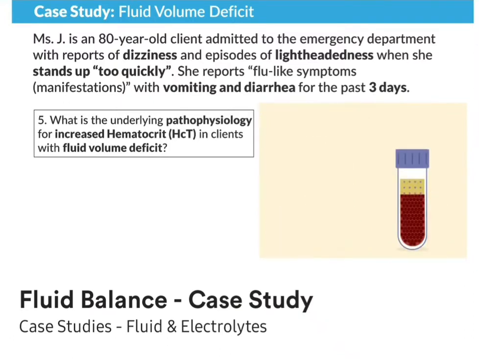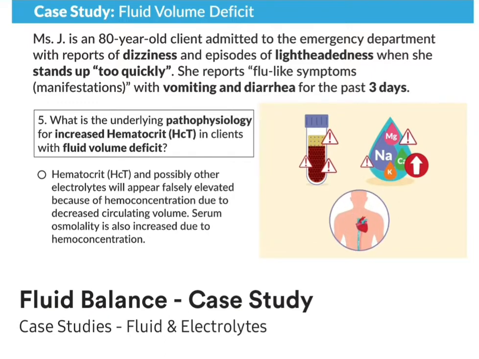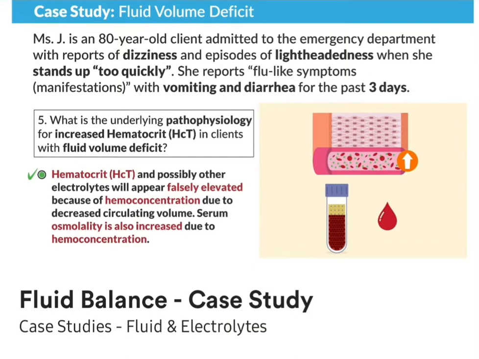high. So the correct answer, hematocrit and possibly other electrolytes will appear falsely elevated because of hemoconcentration due to the decreased circulating volume. Serum osmolality is also increased due to hemoconcentration. So yes, increased osmolality means increased thickness of blood. Remember the memory trick. The blood is turned to mud.